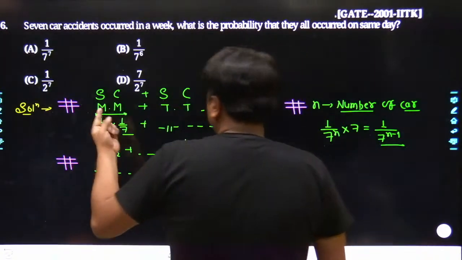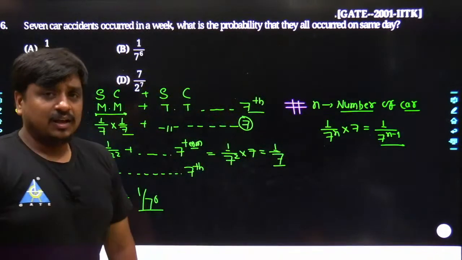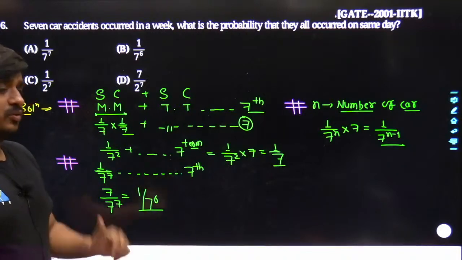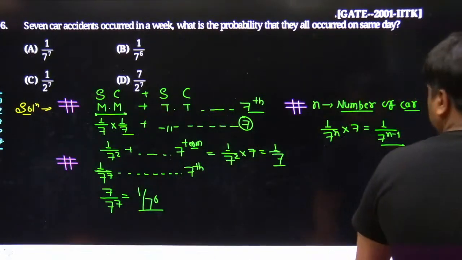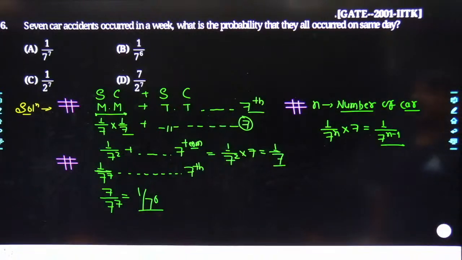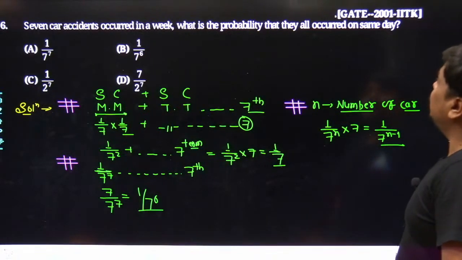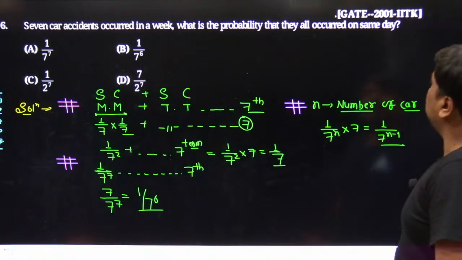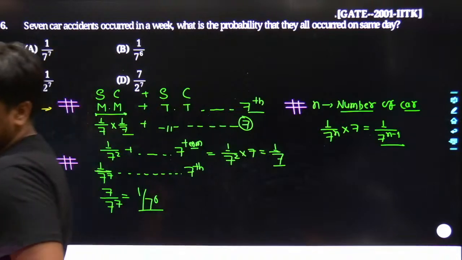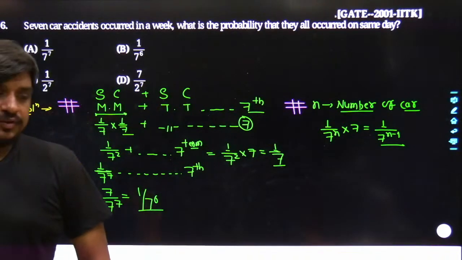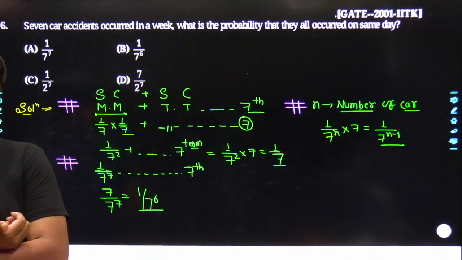Like in case of 2 cars it was 1 upon 7, and similarly in case of 7 cars it was 1 divided by 7 to the power of 6. So this is the crux behind this problem, and this problem appeared in GATE electrical probably in the year 2001. The problem was framed by IIT Kanpur. So this must be clear to all of us. Is that part clear to all of us?